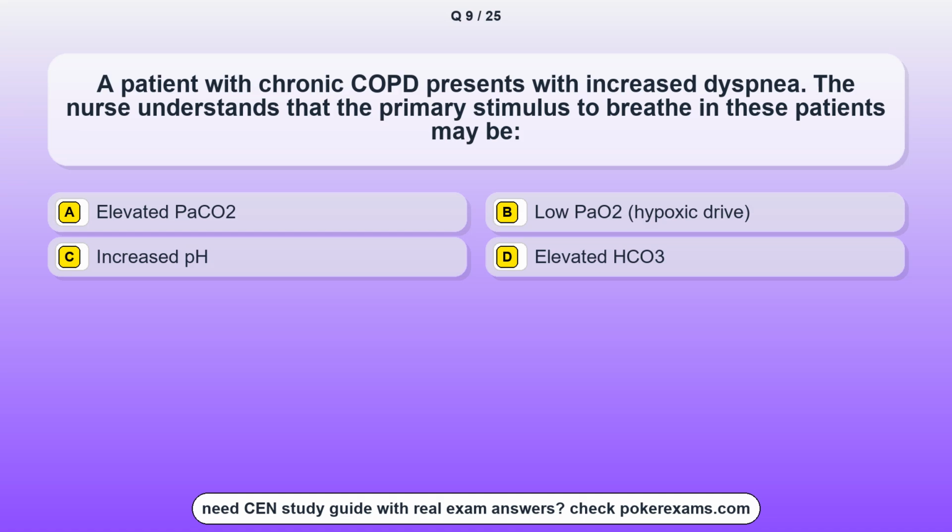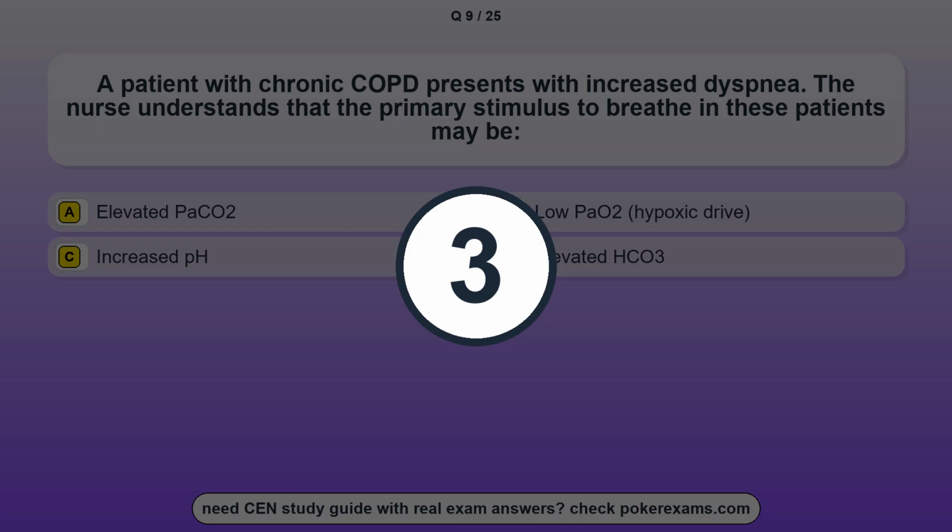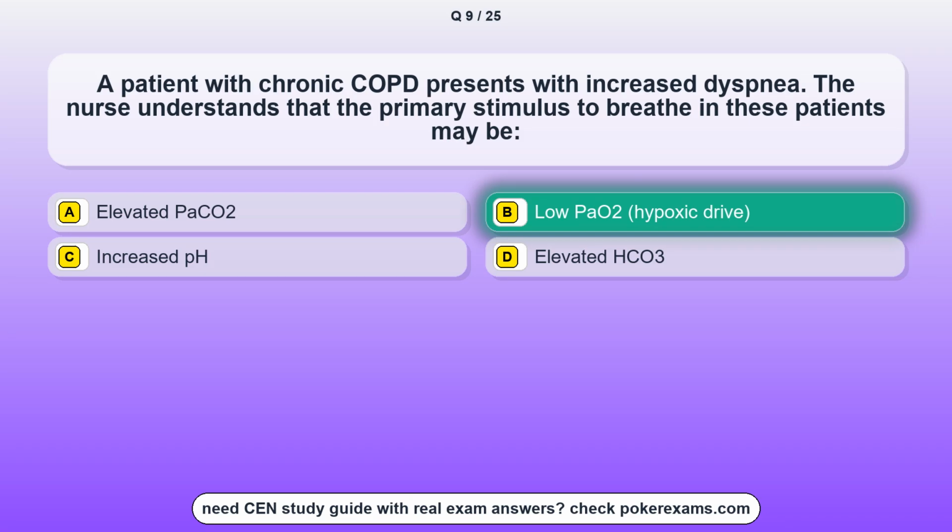Question 9. A patient with chronic COPD presents with increased dyspnea. The nurse understands that the primary stimulus to breathe in these patients may be: Option A, elevated PaCO2. Option B, low PaO2, hypoxic drive. Option C, increased pH. Option D, elevated HCO3. The correct answer is option B, low PaO2, hypoxic drive.